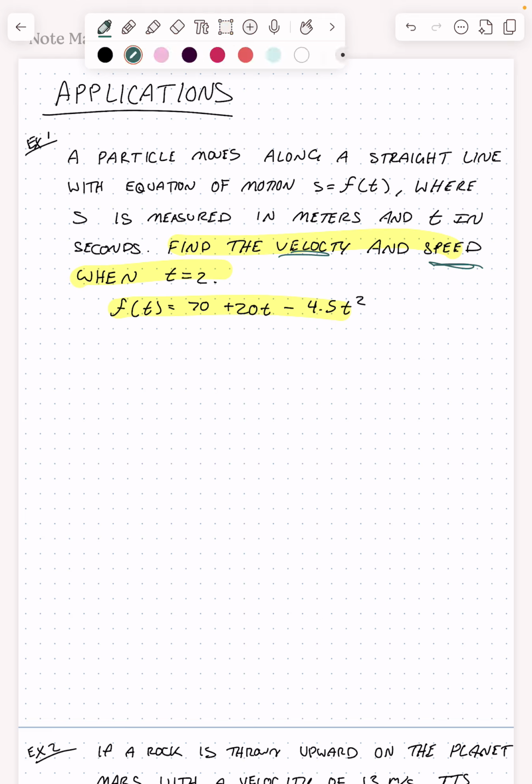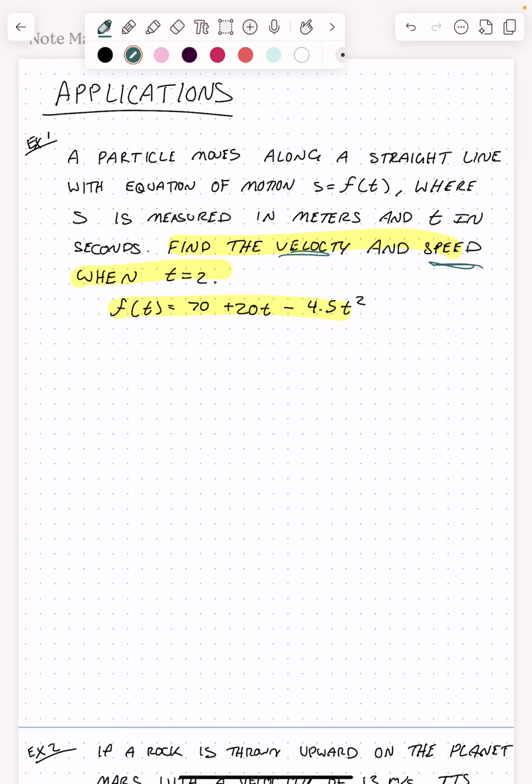A particle moves along a straight line with the equation of motion s equals f of t, where s is measured in meters and t in seconds. Find the velocity and speed when t equals 2. And then here is our function. So the first thing is we need to find the velocity, and then we're going to have to plug in that 2. So basically the velocity is your first derivative of this function.